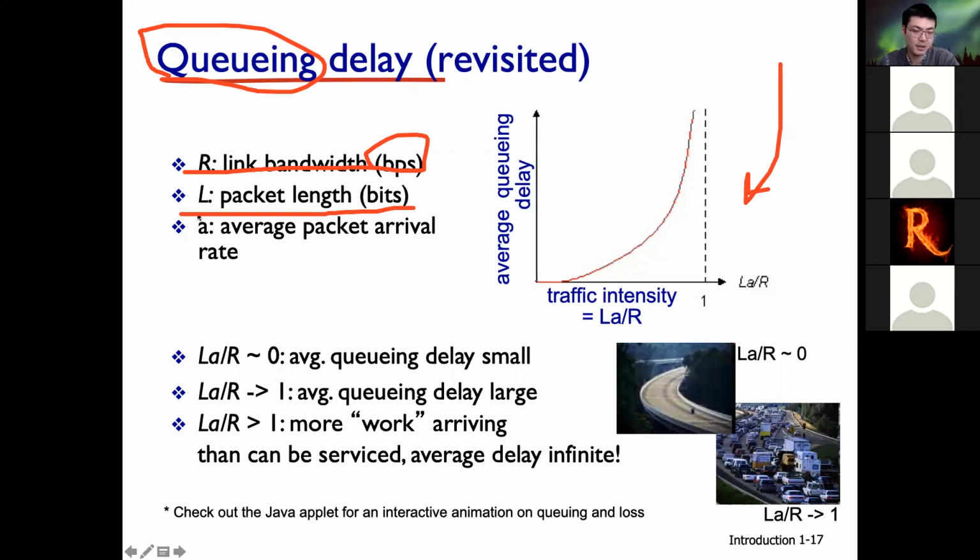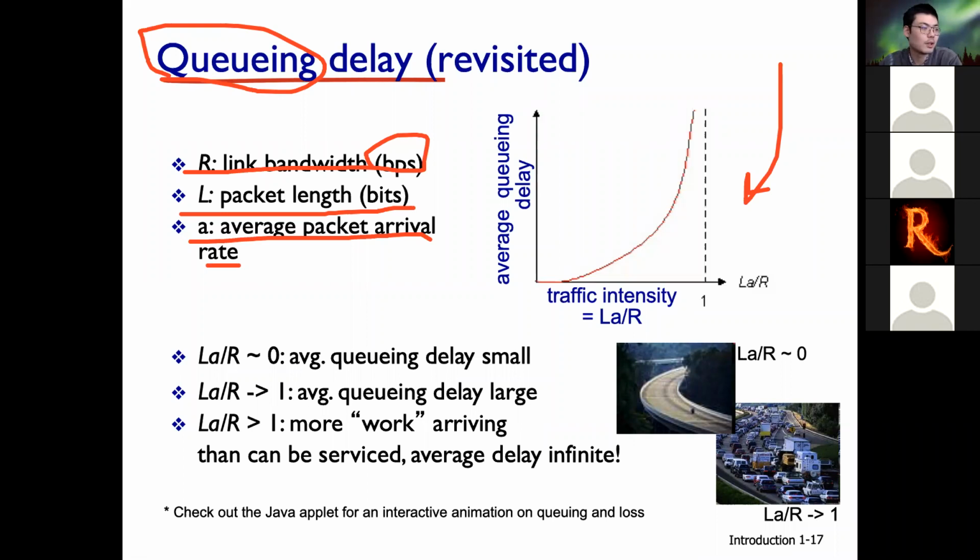Otherwise, it will occupy the whole wire all the time. Other people cannot send their packets. And there's another thing: the average packet arrival rate. What does this mean? This means how fast packets are coming into your device, for example, your router.